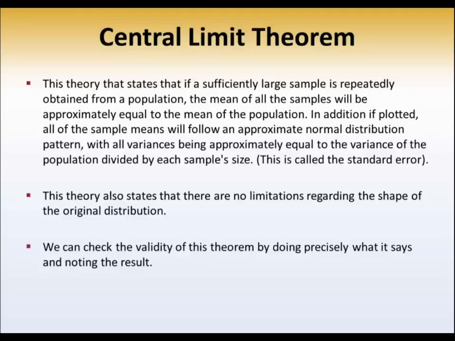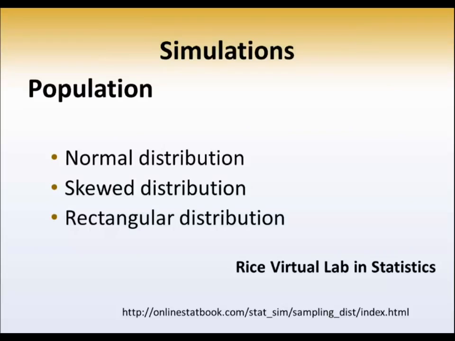Correct. We can check the validity of this theorem by doing precisely what it says and noting the result with a simulation. We will do exactly that. We'll go to Rice Virtual Lab in Statistics. The URL is presented for you, and we'll have different populations. We'll draw different sample sizes, and we'll see what the distribution of the sampling distribution looks like when we draw samples of various sizes from various populations. We'll do it from a parent population with a normal distribution, then with a skewed distribution, and then with a rectangular distribution to illustrate the central limit theorem.